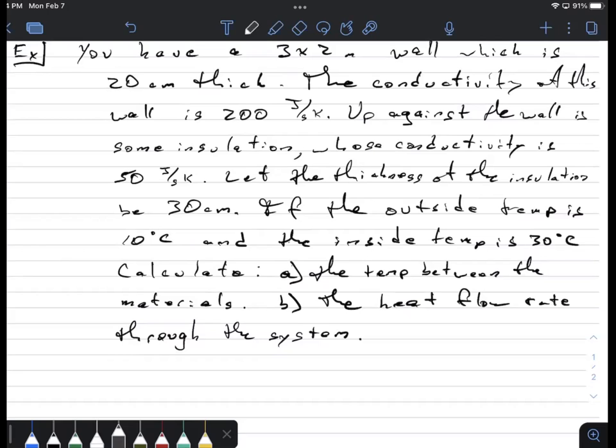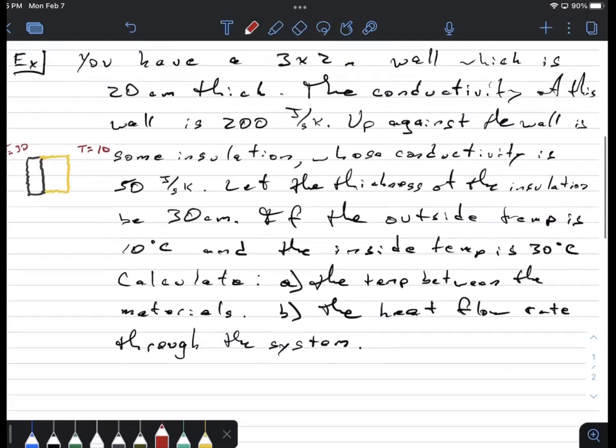All right, so that's our question. I'll draw it out a little bit. Let's say here's the wall. And then here's the insulation. And we have the inside temperature. Let's say the inside's over here. And the outside temperature is on this side. Okay.